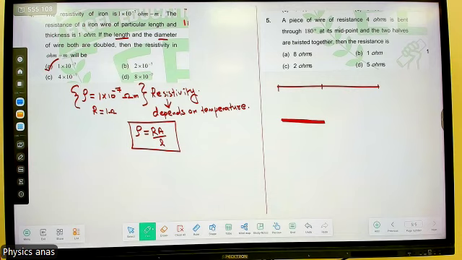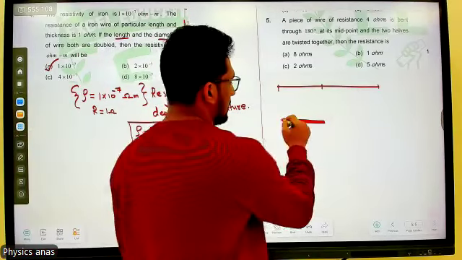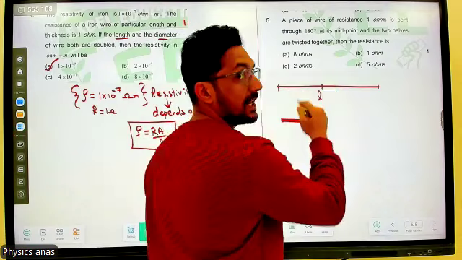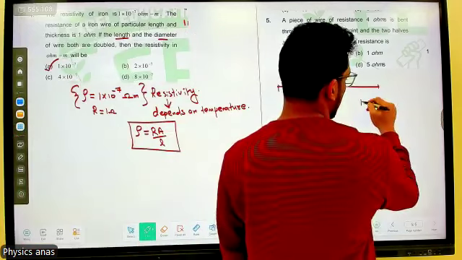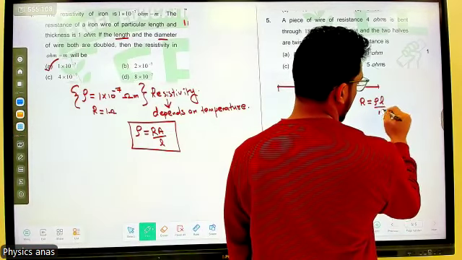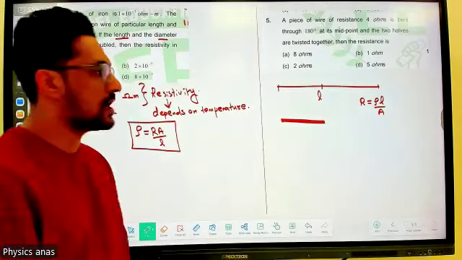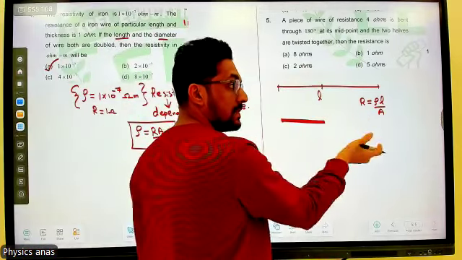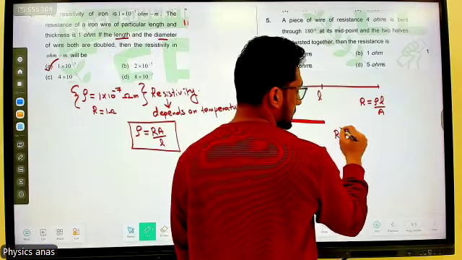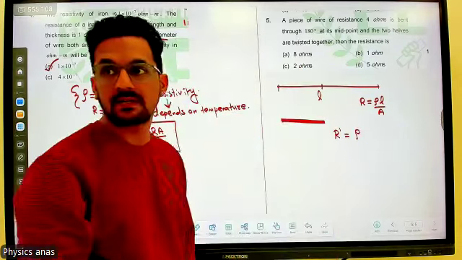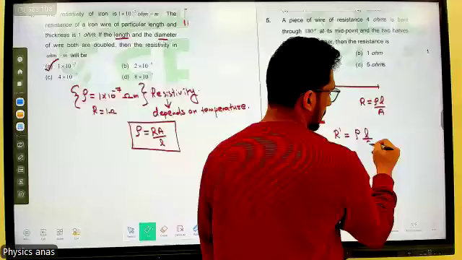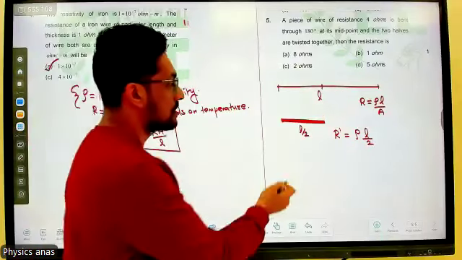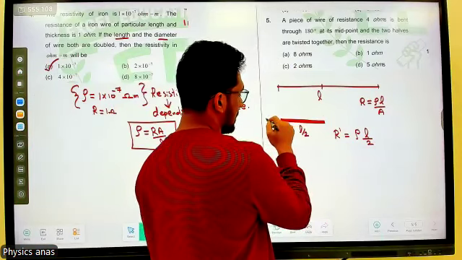What about length? Length becomes half. What is this length? Original length is L, and original resistance is rho L by A. Now they are cutting it in the middle and twisting it 180 degrees, so the resistance must change. Rho cannot change because it is the same material. The length has changed: length has become L by 2. What about area? Area becomes 2A.